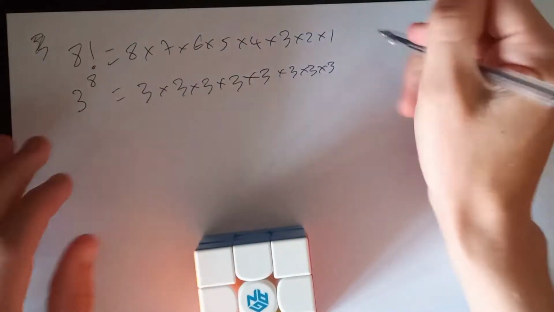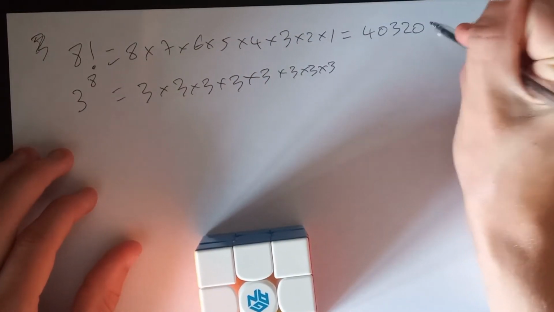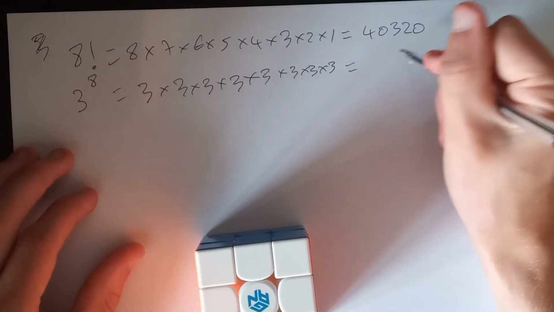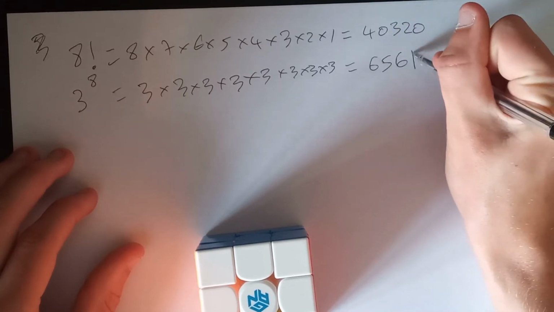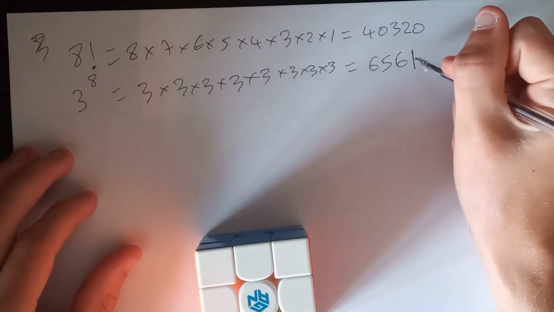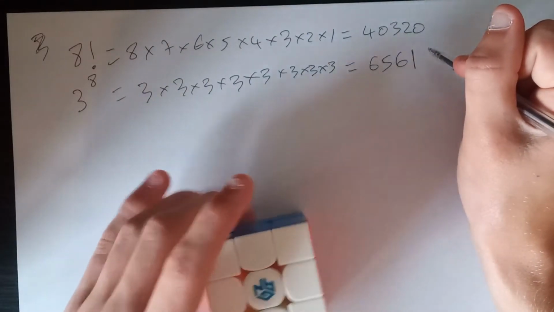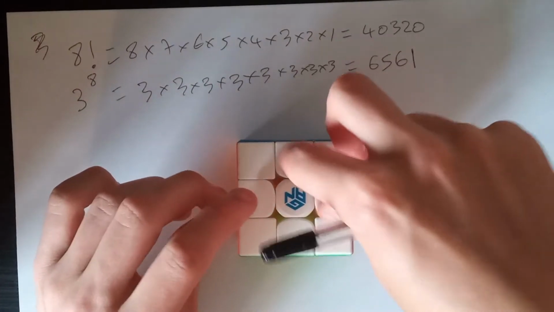So 8 factorial is, as anybody should know, 40,320. And 3 to the 8 is 6,561. Right. Now on to the edges.